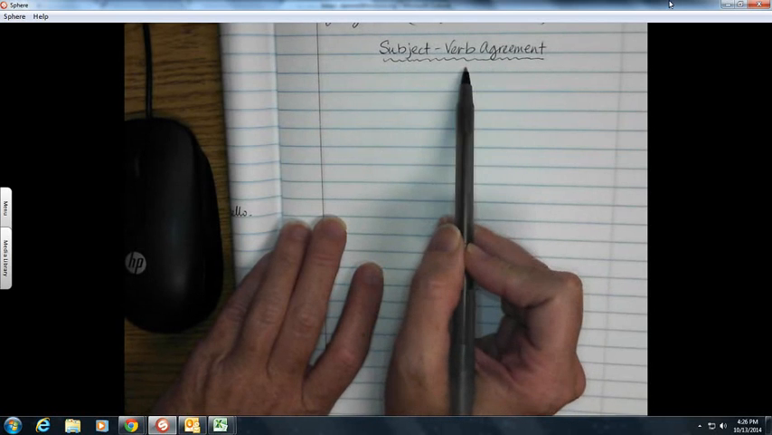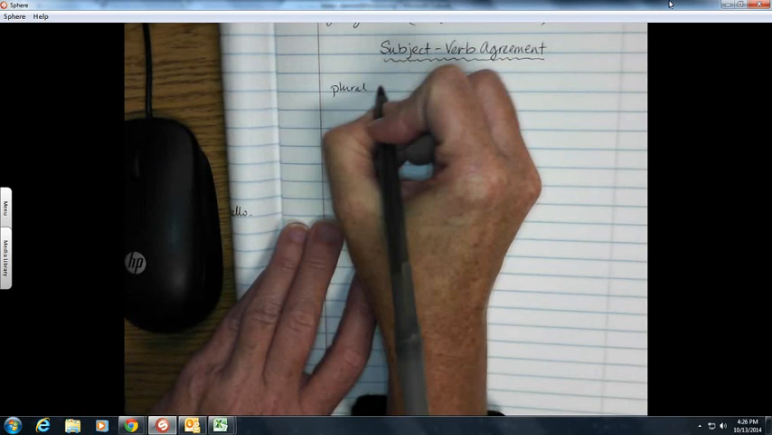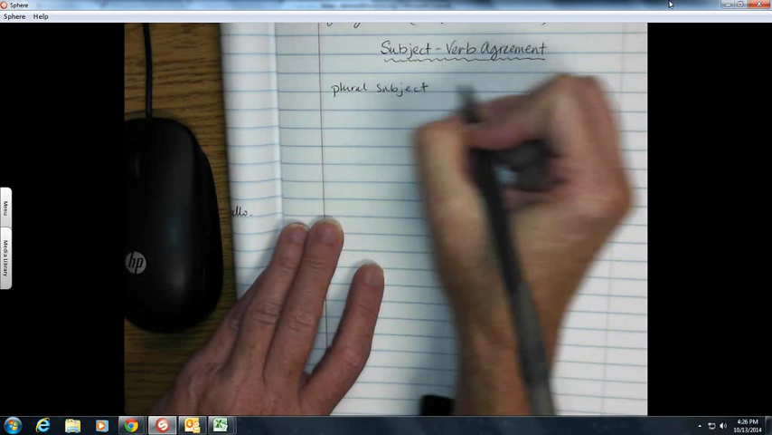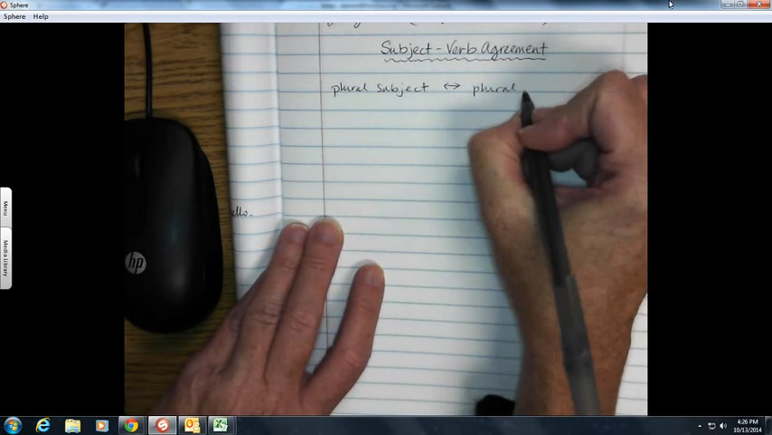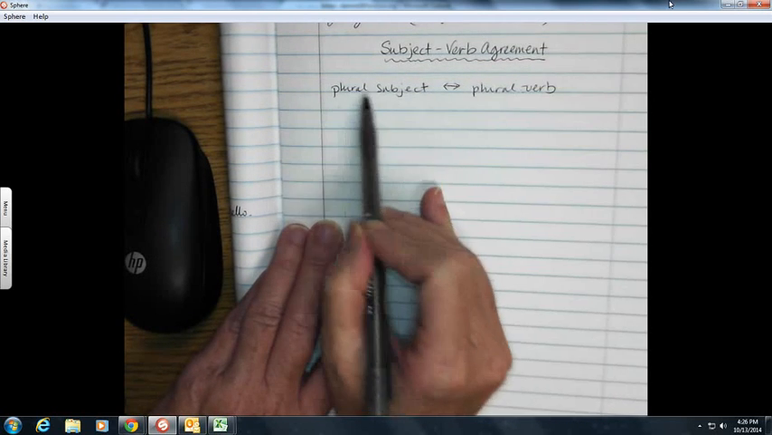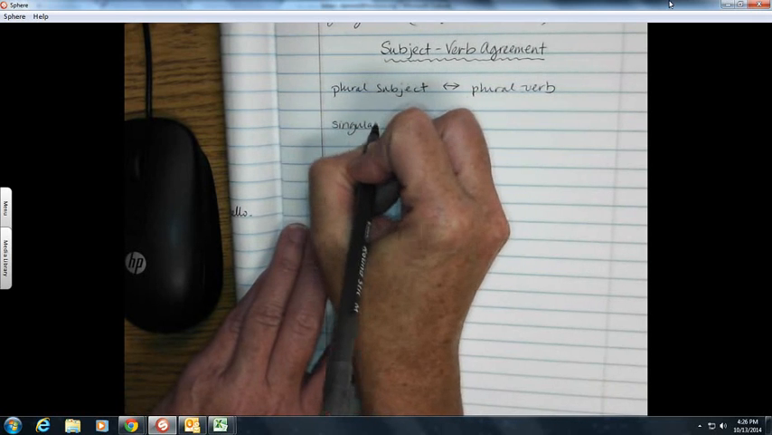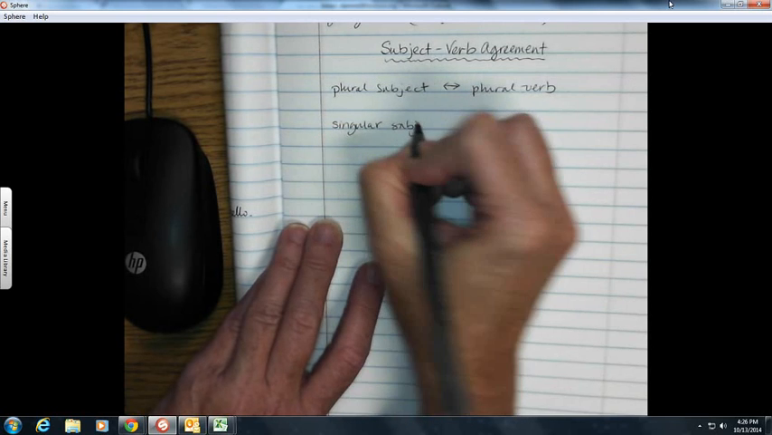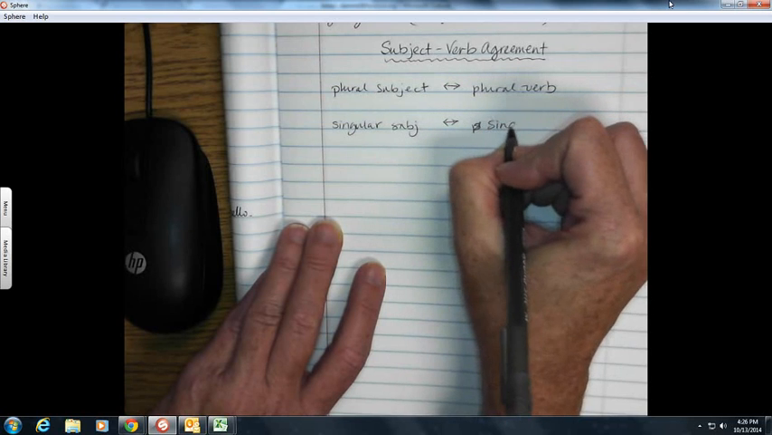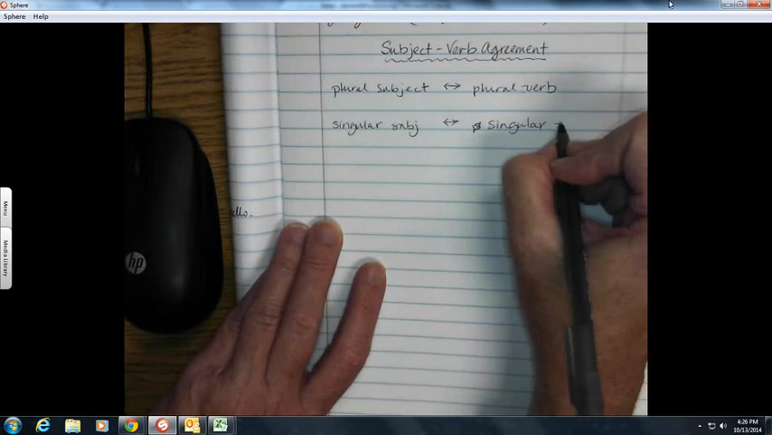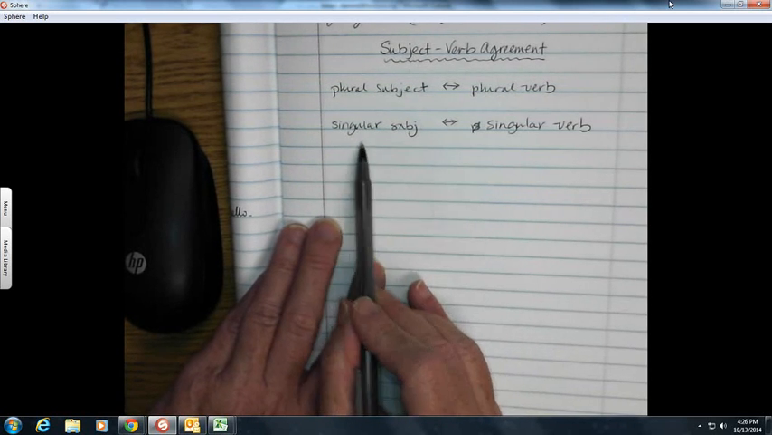the verb. And that means that if you have a plural subject, it requires a plural verb. A plural subject requires a plural verb. And a singular subject requires a singular verb. Plural subject gets a plural verb. Singular subject gets a singular verb.